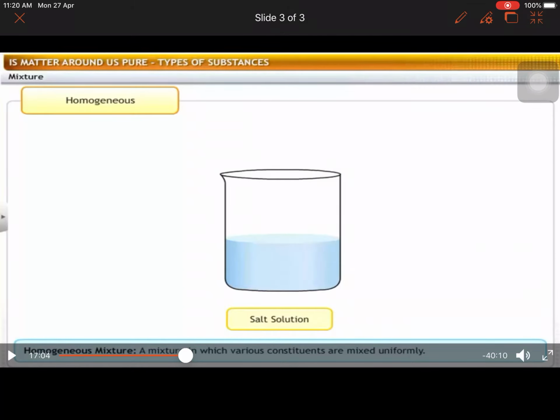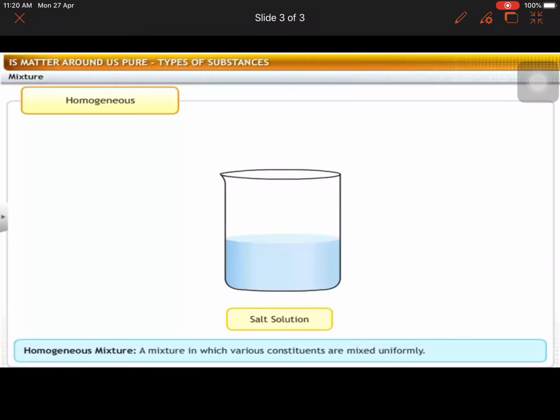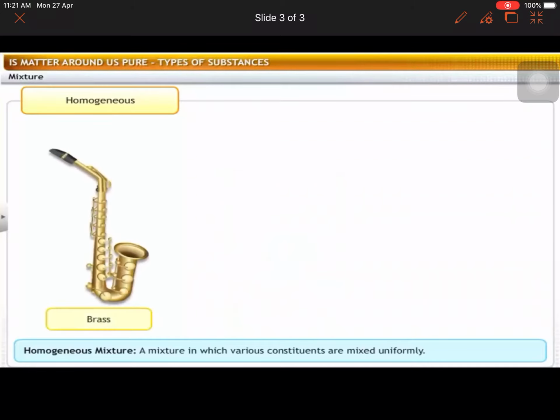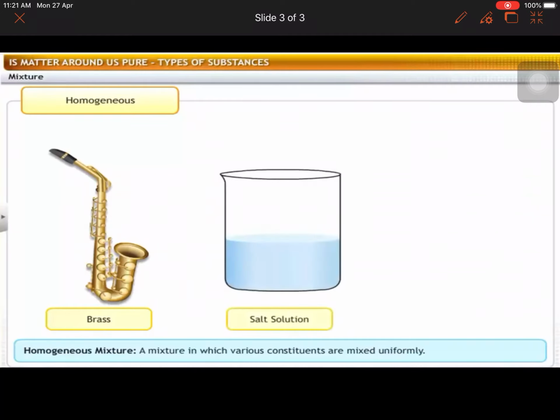Here you cannot see the salt, but you can see the entire solution. This is a solution of salt in water. How does this salt solution appear to you? It looks uniform throughout. Such a type of mixture is known as a homogeneous mixture. Brass, a mixture of copper and zinc, salt solution, a mixture of salt in water, and a solution of alcohol in water are examples of homogeneous mixtures.